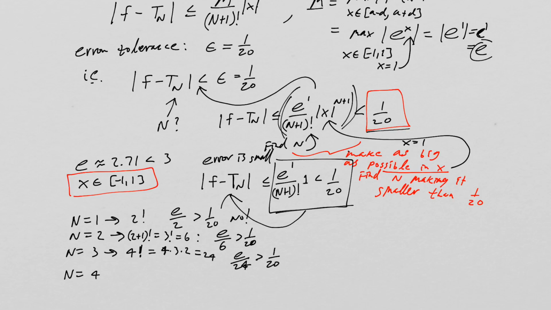N equals 4. That'll give a 5 factorial, which is going to give us e over 120. And remember that e is slightly smaller than 3, and that 3, well, I can multiply it by this. That'll be 30.